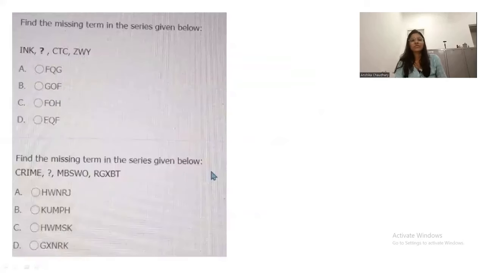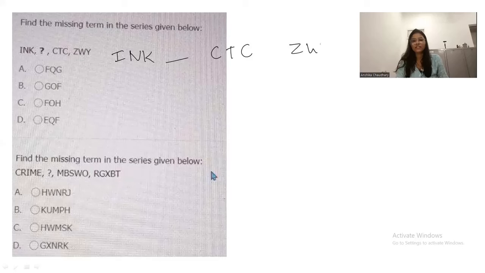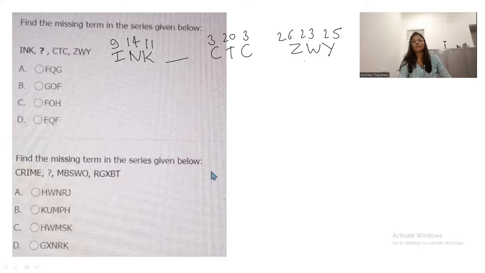Okay, so the next question is, find the missing term in the series given below. So the series is, just a minute. Okay, so INK, DESK, CTC, ZWY. So let's give them numbers. I is on 9th place, N is on 14th place, K is on 11th place. C is on 3rd place, T is on 20th place, C is on 3rd place. Z is on 26th place, W is on 23rd place, Y is on 25th place. Okay.